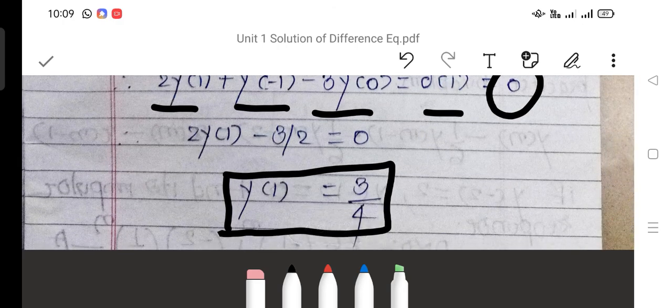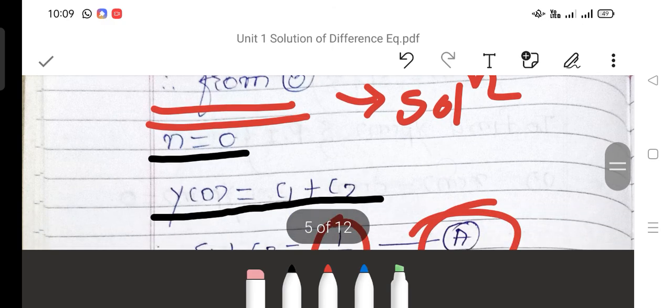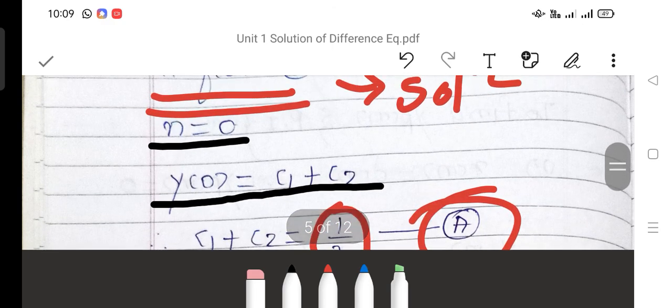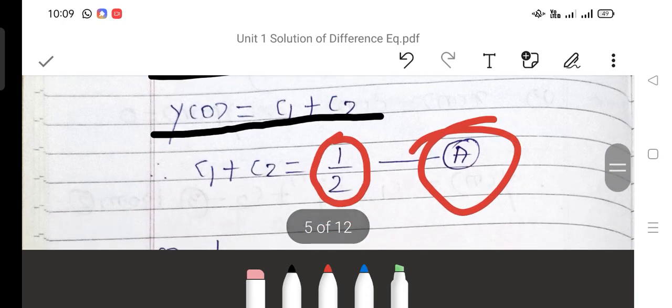In this case, we have taken the initial conditions to be 0 because they are not given in the numerical. For simplicity, we have taken the initial conditions to be 0. This is how we calculate c1 and c2. From equation 1 we get these two values, 1 by 2 and 3 by 4. Now we use our solution to calculate c1 and c2. Putting n equals 0 in equation number 3, we get c1 plus c2 equals 1 by 2.